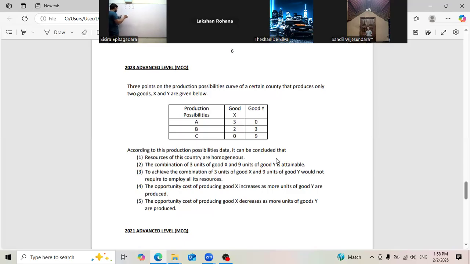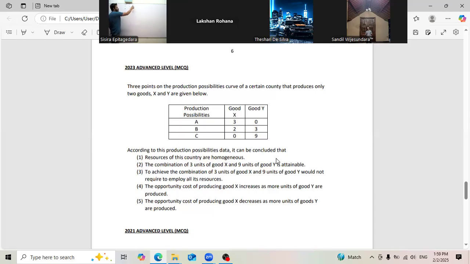And there is another point called C. At point C, Lamai, X production is 0 and Y production is 9. You can see, when coming from B to point C, Y production rises by 6 units and X production falls by 2 units. Here, Lamai, there should be a hidden point, right? A point which has not been given.